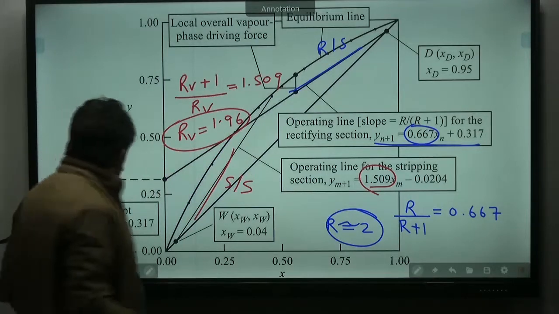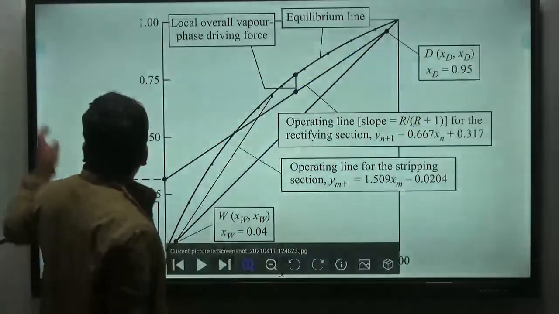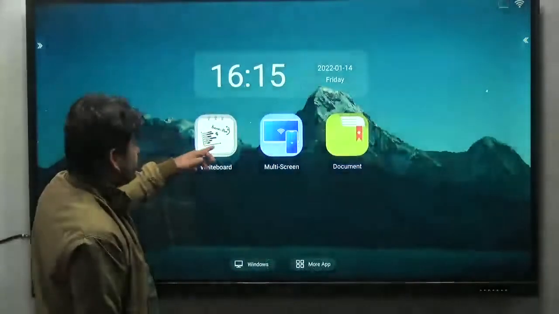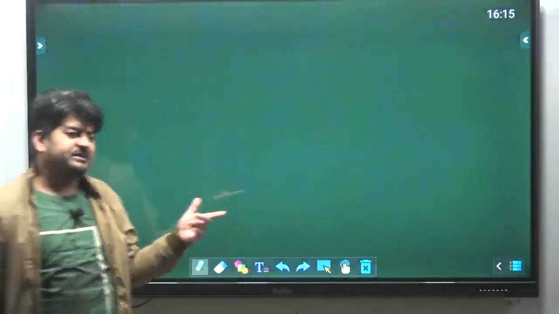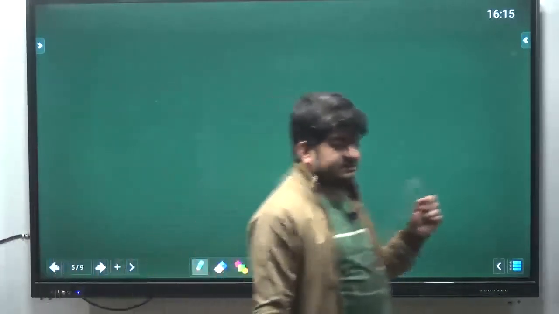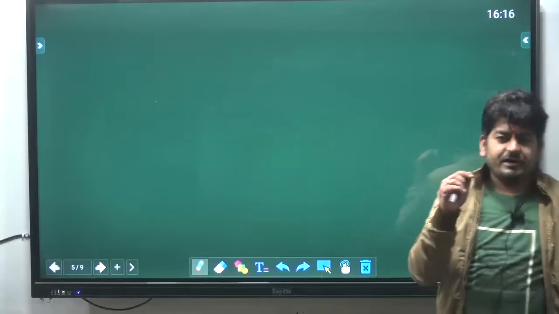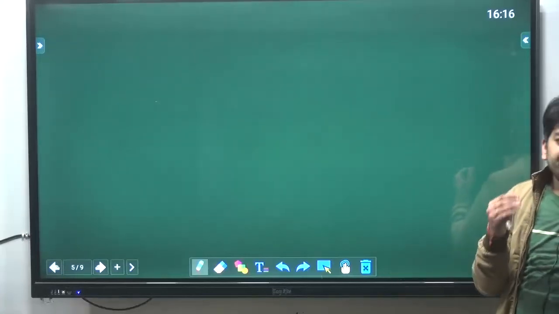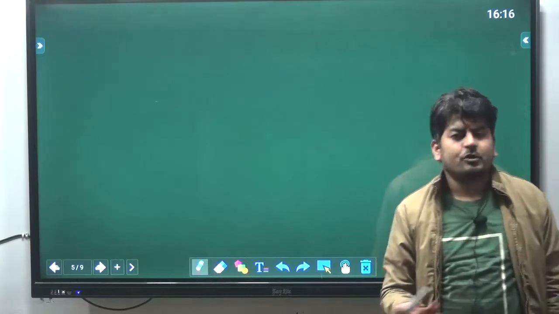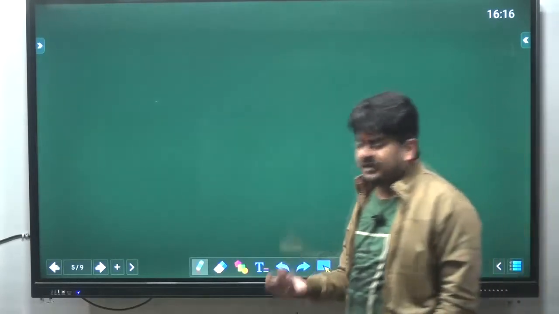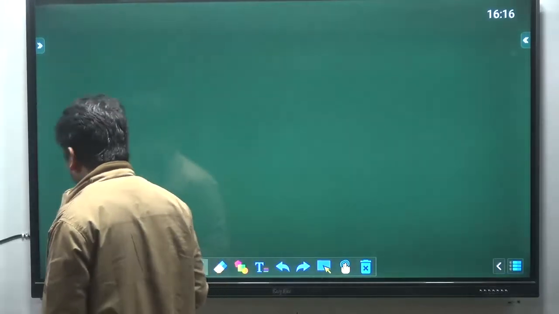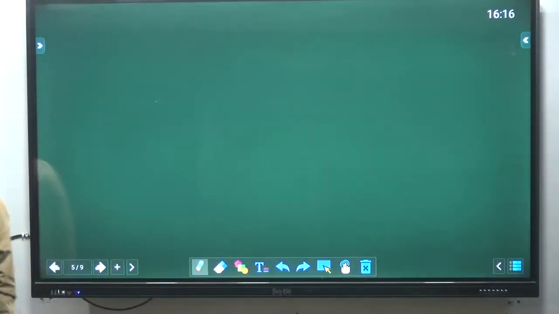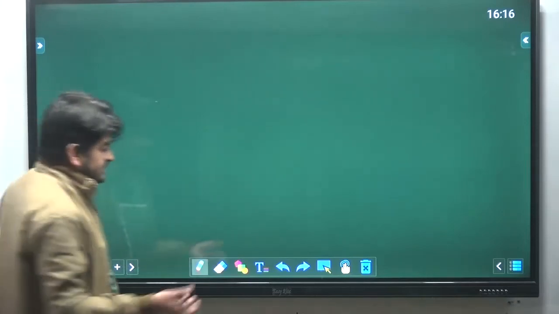Next we will talk about the feed line equation. Because in a distillation column we have three parts: one is the rectifying section, one is the stripping section, and the third one is the feed plate. Inside the column, the tray or plate on which we are introducing the feed is called the feed tray, or you can say feed plate. And how can we find that out? That is easy.